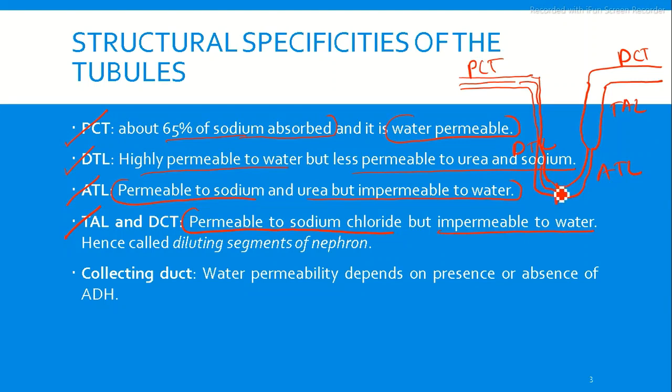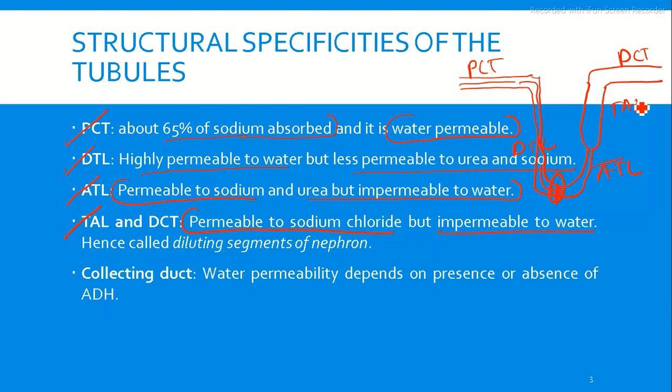Okay, so when this fluid moves into the ATL portion, this portion is permeable to sodium and urea, but it is impermeable to water. So the hypertonicity of the solution which was there over here is now becoming isotonic. Okay, so tonicity is decreasing. Why? Because the sodium which was retained in the fluid till now is now moving out.